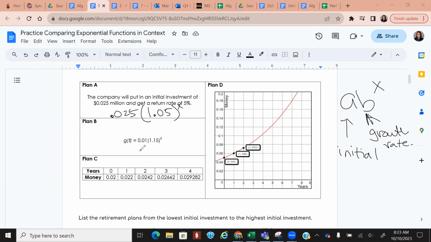Plan B already has their equation. On plan C, what are we multiplying by each time? Well, can we figure that out? Yeah. Our growth rate is going from 0.022 divided by 0.02. If we divided that, that's going to tell us what our growth rate is. So 0.022 divided by 0.02, that's going to be 1.1. Our initial was 0.02, and we're multiplying it by 1.1, and we're raising it to the x.